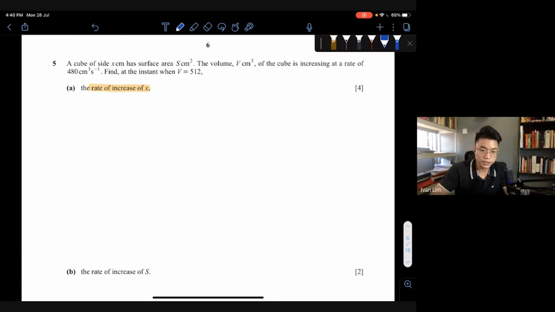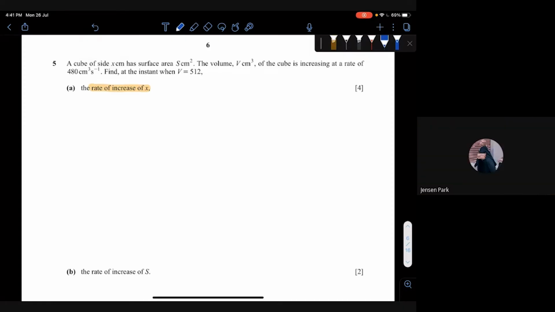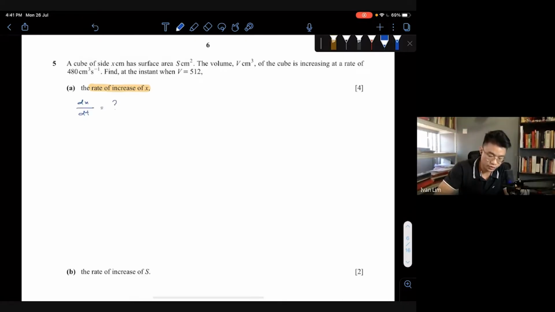So rate means over dt. We want to find what over dt? dx. We want to find dx over dt. Look into the question. What did they give us? The volume v cm cubed of the cube is increasing at a rate of 480. So the volume is increasing at a rate, so the rate of the volume means dv over dt, which is 480.